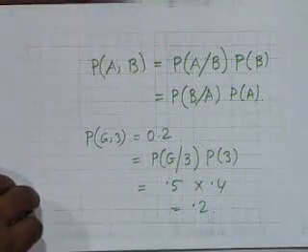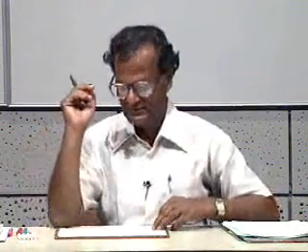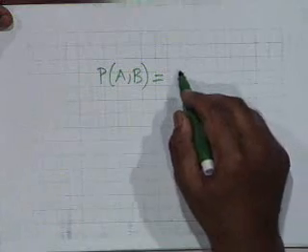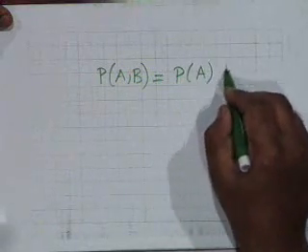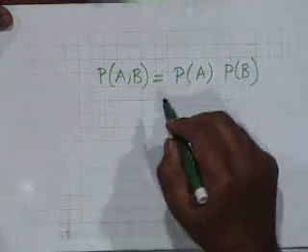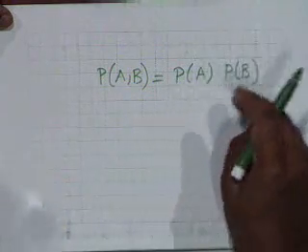I conclude this lecture by asking you a question: under what condition is this joint probability equal to the product of marginal probabilities, P(A) times P(B)? A and B must be independent events. Okay, we will close here, we will continue next time.